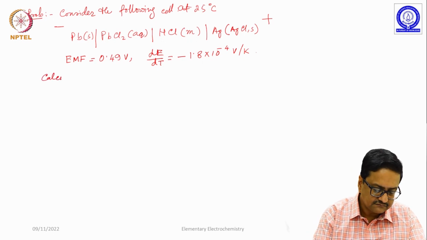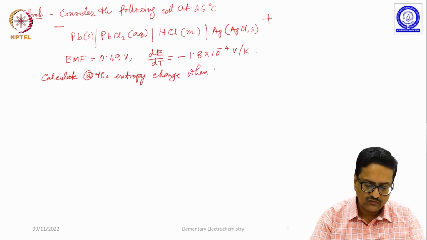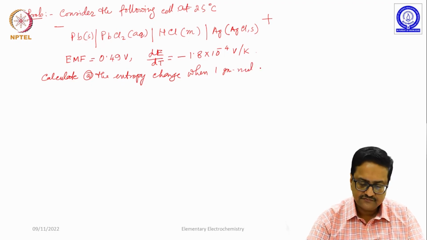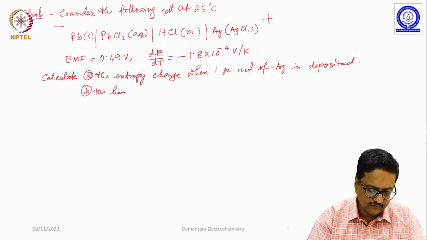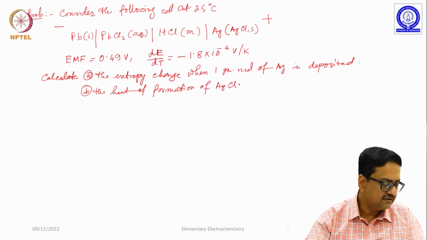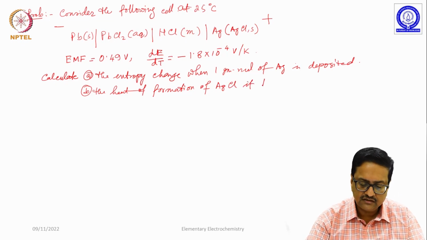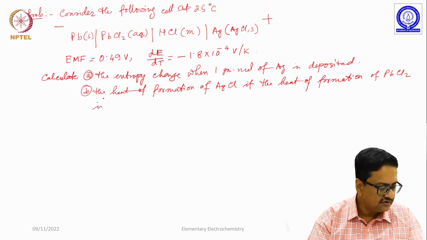So, it says calculate A, the entropy change when 1 gram mole of Ag is deposited, and B, the heat of formation of AgCl if the heat of formation of PbCl2 is minus 86 kilocalorie, right.